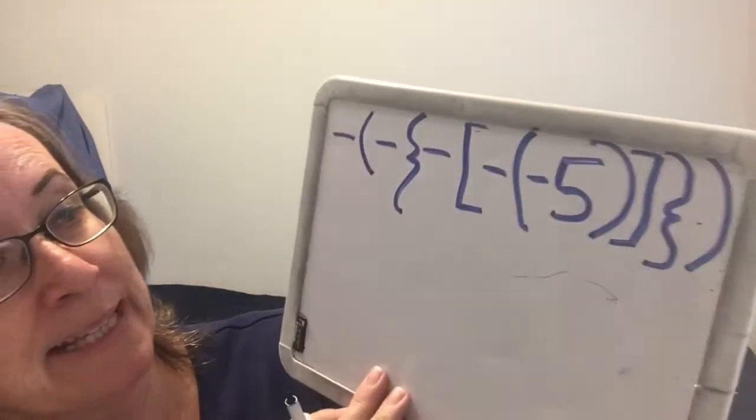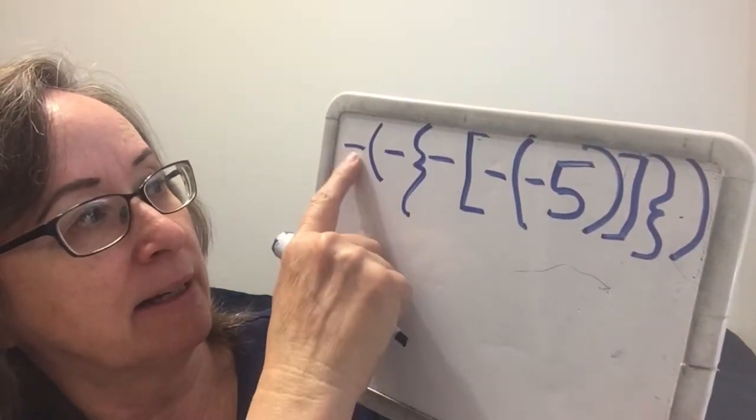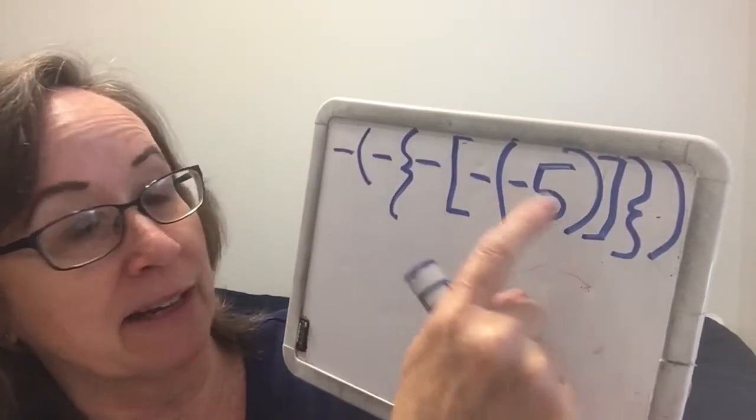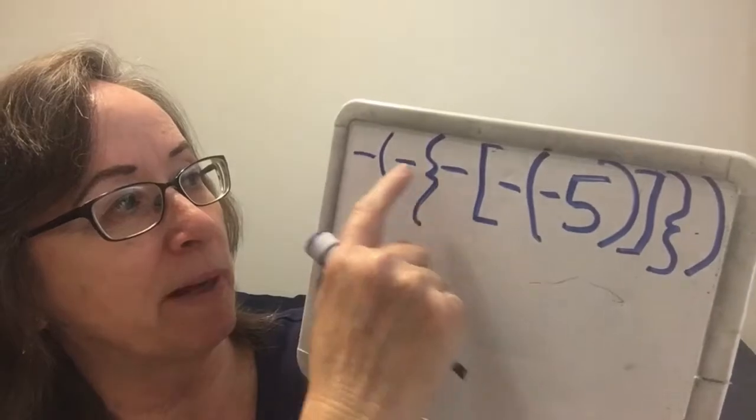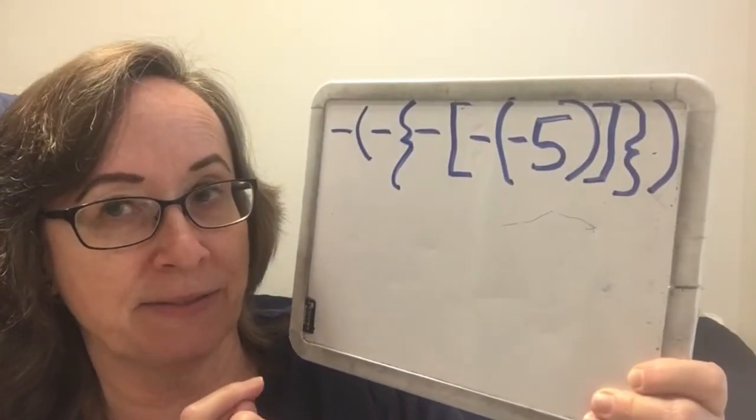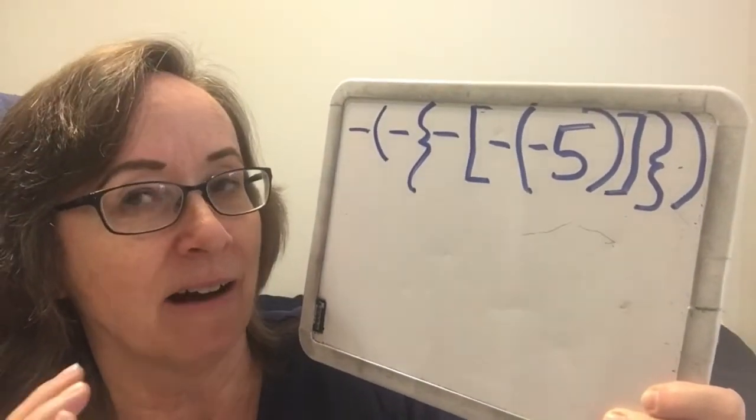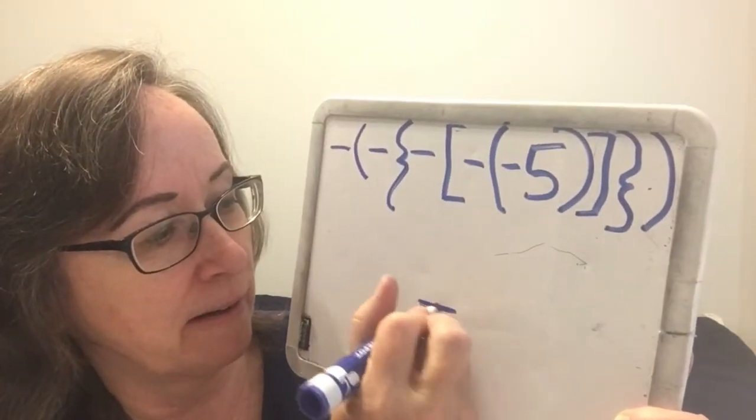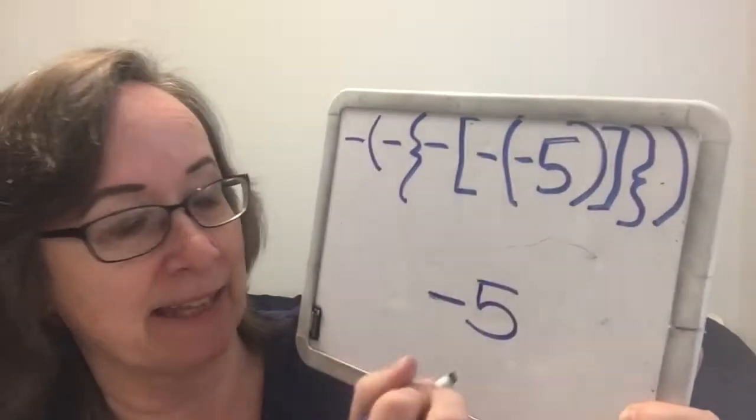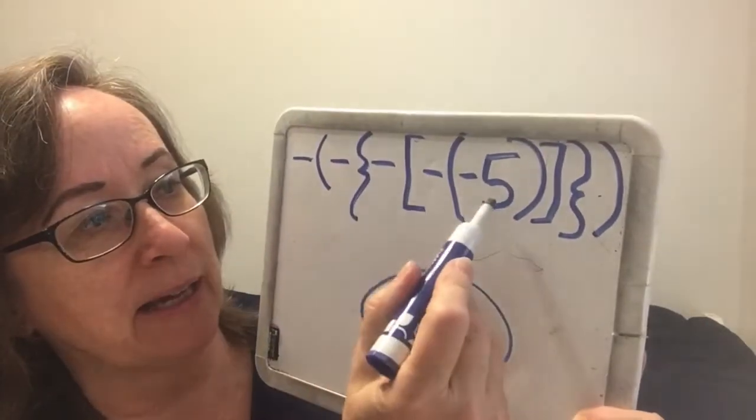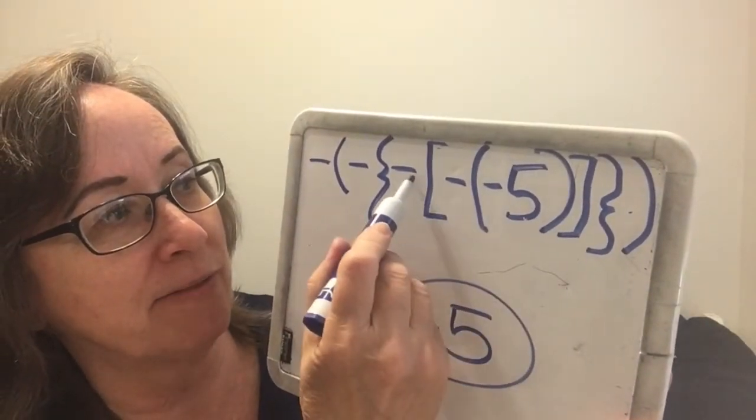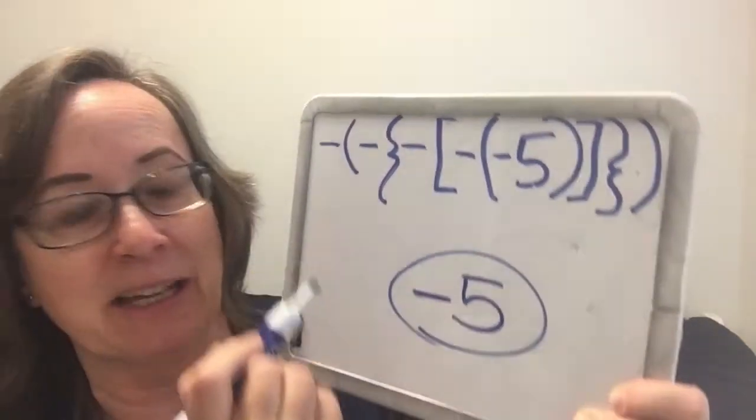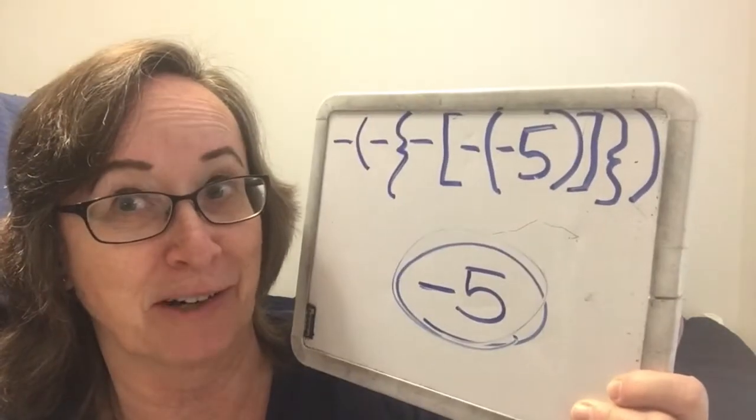Okay? Now, this one is negative, negative, negative, negative, negative 5. 1, 2, 3, 4, 5 negative signs. 5 is odd. Odd means we stay negative. So negative 5 is the answer. So let's go backwards. Negative 5, positive 5, negative 5, positive 5. Negative 5, confirmed.